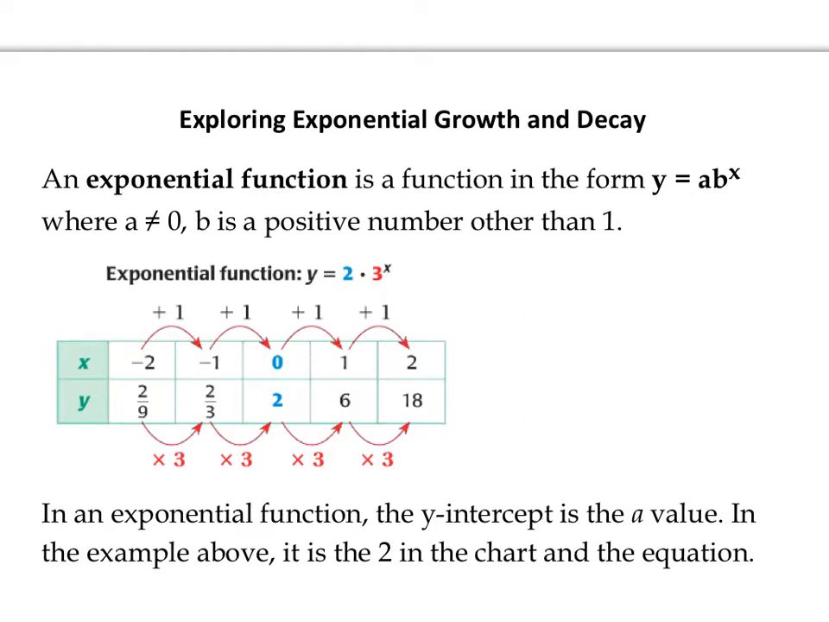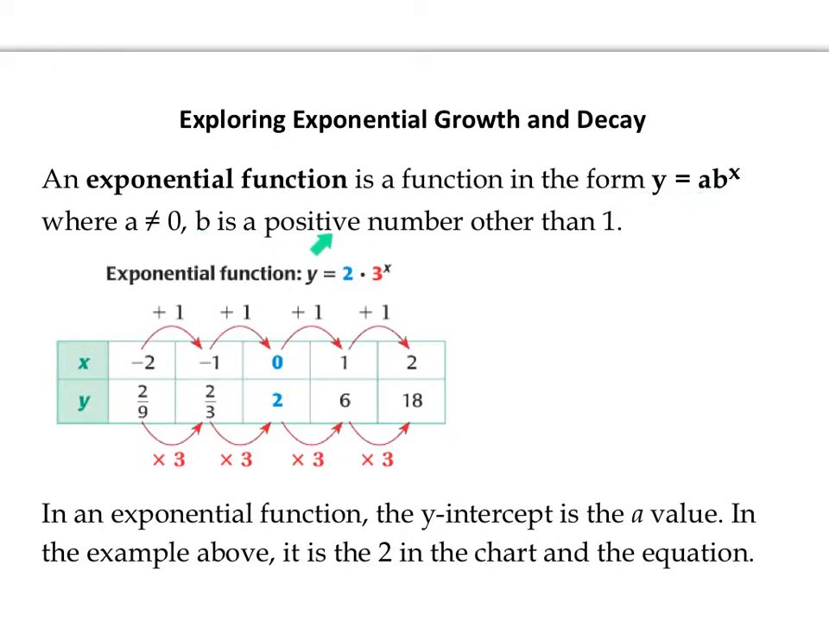In this lesson, we're going to explore exponential growth and decay. An exponential function is one that is written in the form we see here, y equals ab to the x. A and b would be some numbers, a not equal to 0. And if you put a 0 in here for a, 0 times anything, that bx would become 0. So if a was 0, this should be y equals 0.